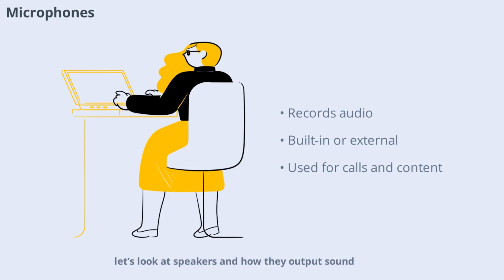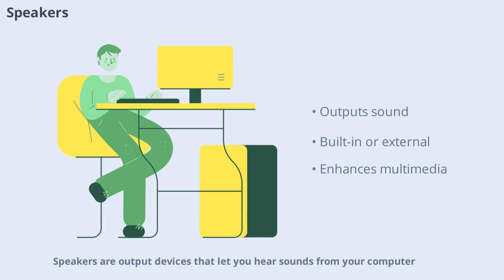Next, let's look at speakers and how they output sound. Speakers are output devices that let you hear sounds from your computer, such as music, alerts, or voices during calls. They can be built into monitors or laptops or connected externally for better sound. Good speakers enhance your experience when watching videos or playing games.